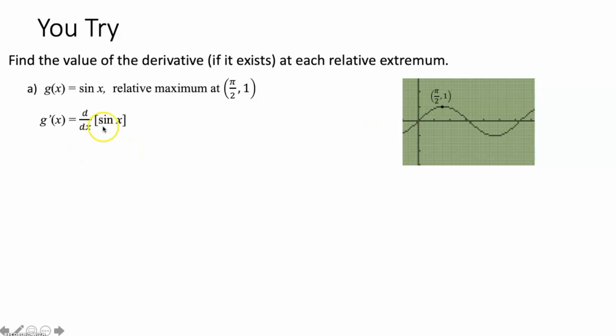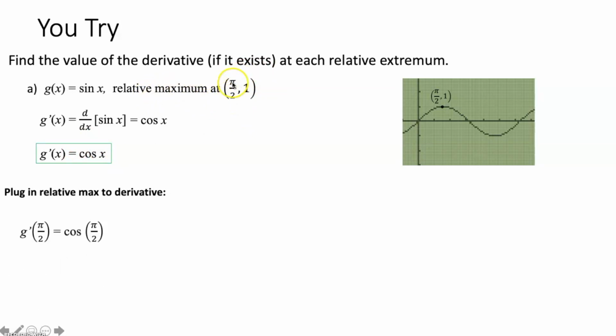We'll take the derivative of sine, which we know is cosine. Wow, that was easy. So all we have to do now is evaluate the derivative at this given point, which we know is where the relative maximum occurs. So we're going to take pi over 2, plug it in for x, and when we simplify cosine of pi over 2, we get 0.